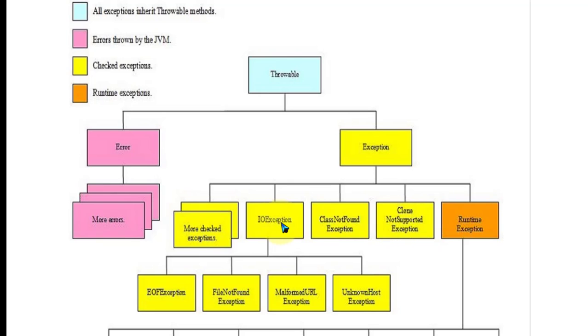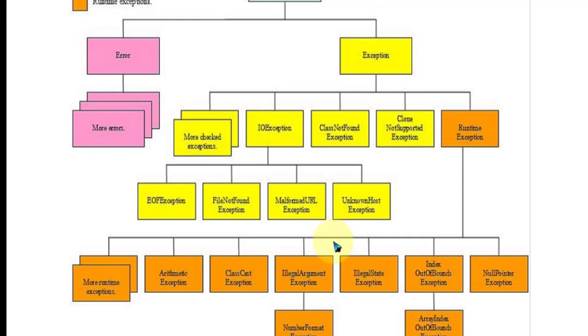Now what is this IOException? It is a class. ClassNotFoundException, it is a class. ClassNotSupportedException, it is a class. EOFException, it is a class. FileNotFoundException, it is a class. MalformedURLException, it is a class. UnknownHostException, it is a class. Again, more classes are available. Because of the limitation of this diagram, we cannot include all classes, but they are under the category of checked exceptions, and all are classes. Classes means all are in the form of objects.